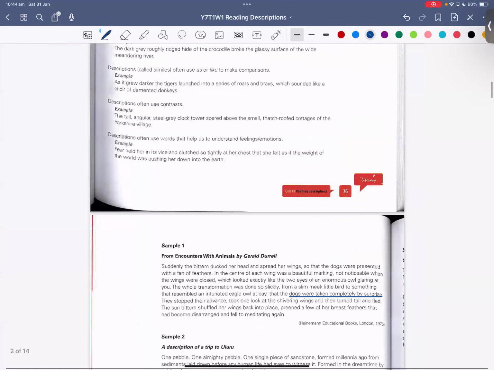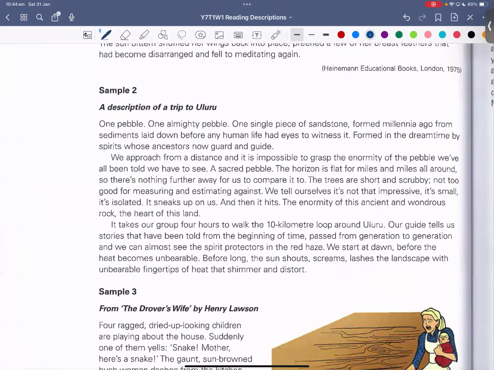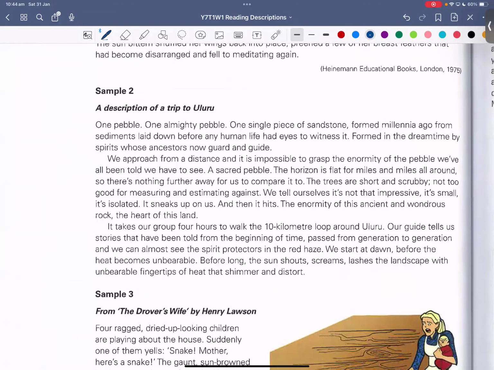Okay, does someone want to read now sample 2? Anyone? Thank you. One pebble, one almighty pebble, one single piece of sandstone, laid down millennia ago by servants before any human life had eyes to witness. Formed in the dream time by spirits whose ancestors are God and life. We have perched from a distance and looking westward glad of grass. The enormity of the pebble we've all been told to have seen. A sacred pebble. The horizon is flat for miles and miles all around, but there's nothing further away for us to come down.